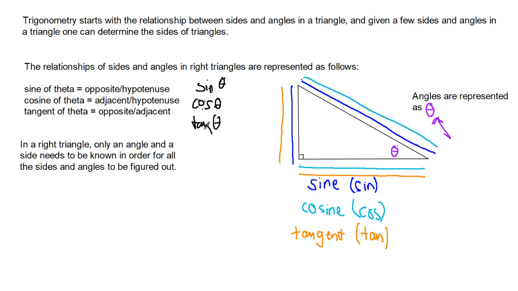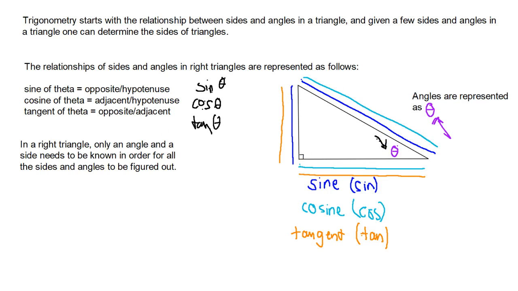Sine of theta is opposite over hypotenuse, and cosine of theta is adjacent over hypotenuse. Tangent of theta is opposite over adjacent, right? And this is basically just a graphical representation. If the reference angle is right here, sine is opposite over hypotenuse. Cosine is adjacent over hypotenuse, and tangent is opposite over adjacent, right?